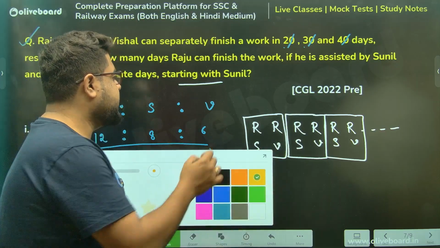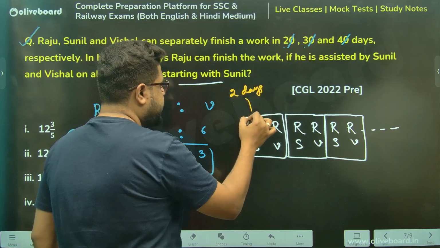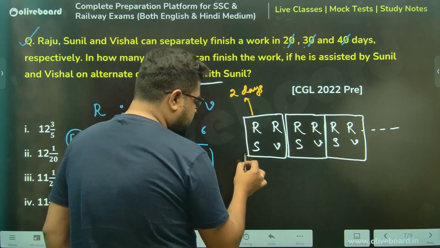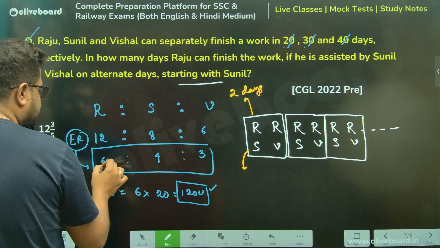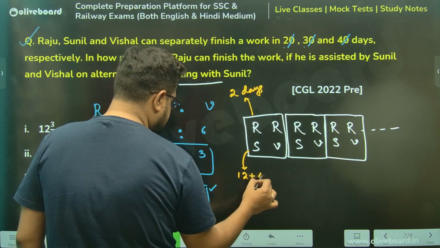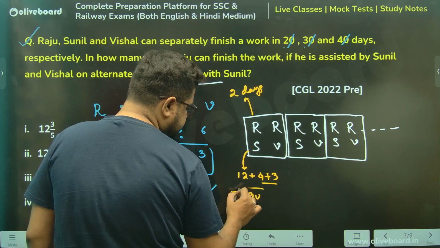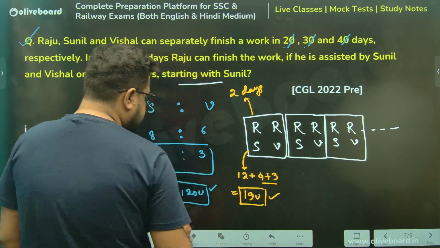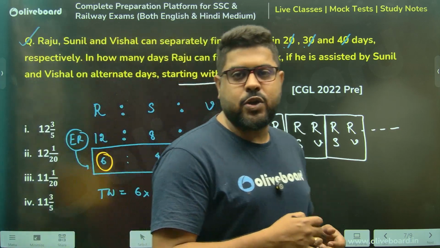Every packet is of 2 days each. And total how much? 2 days Raju's work is 12. 1 day Sunil, 1 day Vishal. So 7 and this are 19 units every packet. Now I need to get to 120 units.